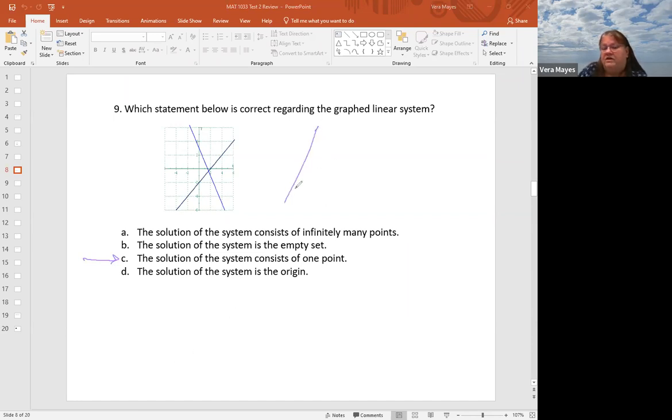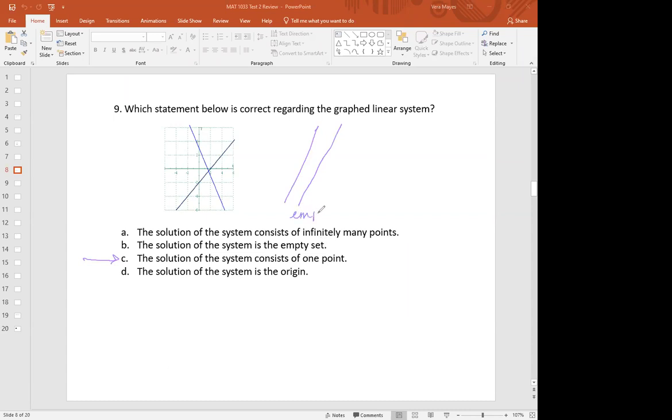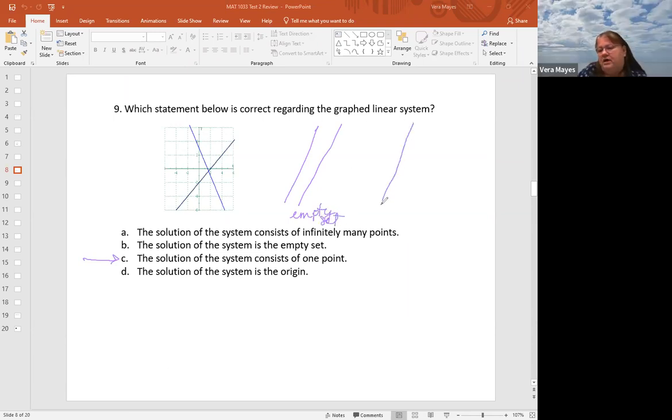If they didn't cross each other at all, let's say they were parallel lines, then it would have been the empty set. If these were 2 lines where one of them got multiplied by something and they ended up laying right on top of each other, that's when there's infinitely many points, because they are the same line. They're touching everywhere. They can't keep their hands off of each other. So here they touch 1 time, so there's 1 solution. Here they never touch, so there's no solutions, empty set. And here they touch everywhere. They agree everywhere. So there's infinitely many points.